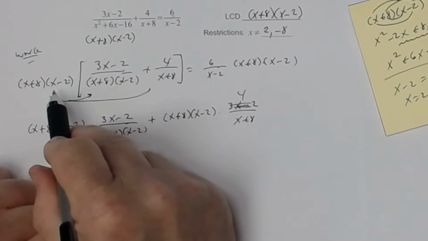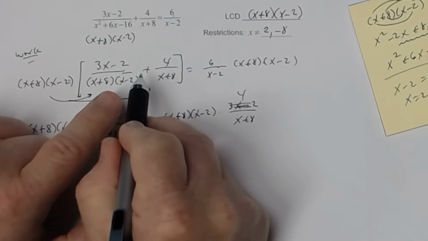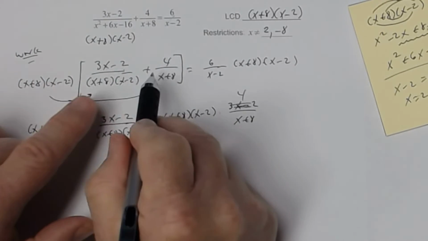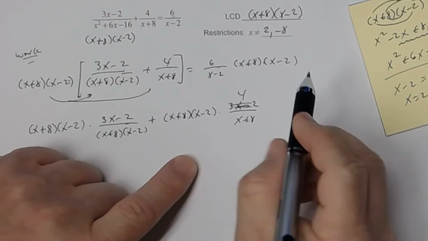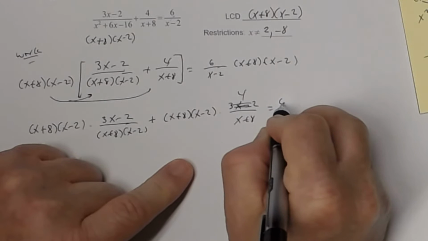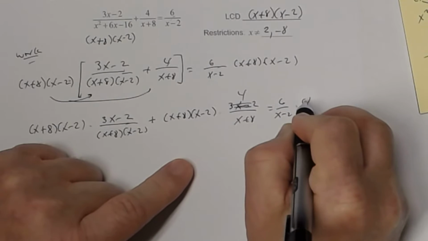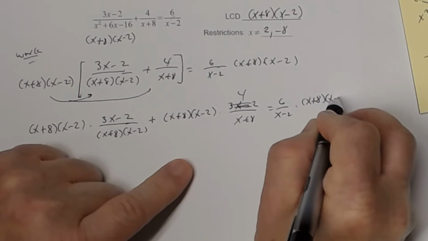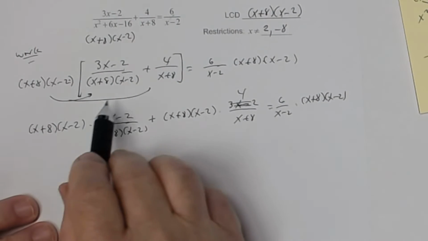So this times this is this, plus, right here, this times this is this, okay? And then equal, and I have enough room here, so I'm going to go ahead and rewrite this over. So it'll be 6 divided by x minus 2 times the least common denominator. All right, so all I did at this point was go ahead and distribute.